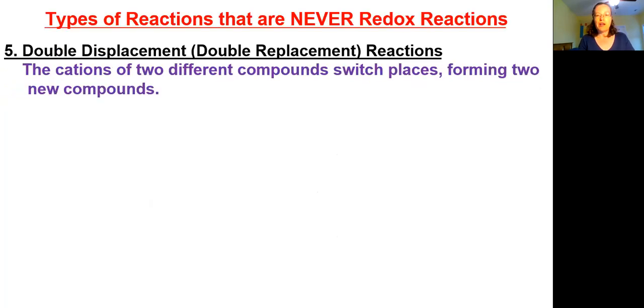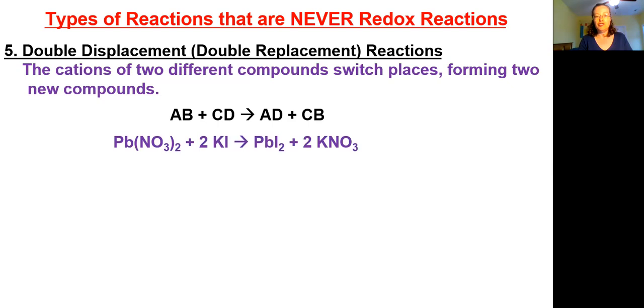Double displacement reactions, also known as double replacement reactions. This is one of the ones that is never a redox reaction. That's because we're going to have cations and anions in 2 different compounds switching places, forming 2 new compounds. We'll never have anybody by himself. The generic AB plus CD, they show up at a party, they mix and mingle, and A leaves with D and C leaves with B.